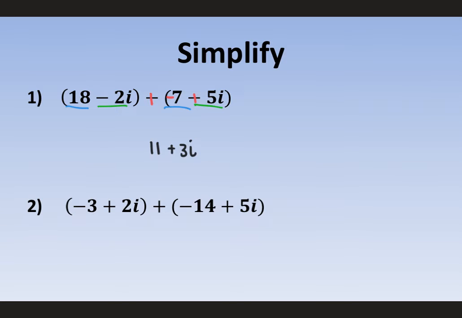The next one's already addition, so I'm just going to combine the real with the real. And I'm going to combine the imaginary part with the imaginary part. Combine them together, so I get negative 3 plus negative 14 is negative 17. And 2i plus 5i is 7i. So real with real, imaginary with imaginary, combine them together.